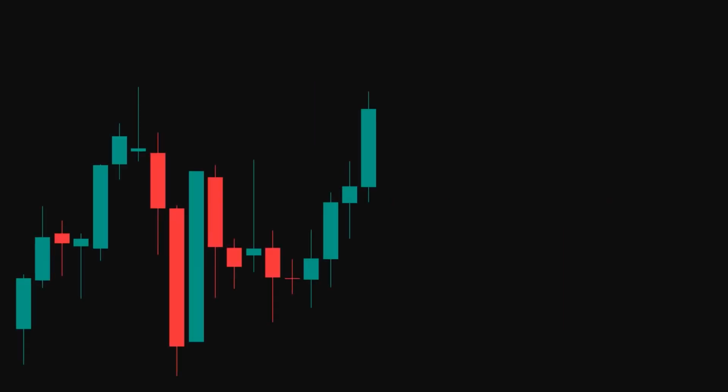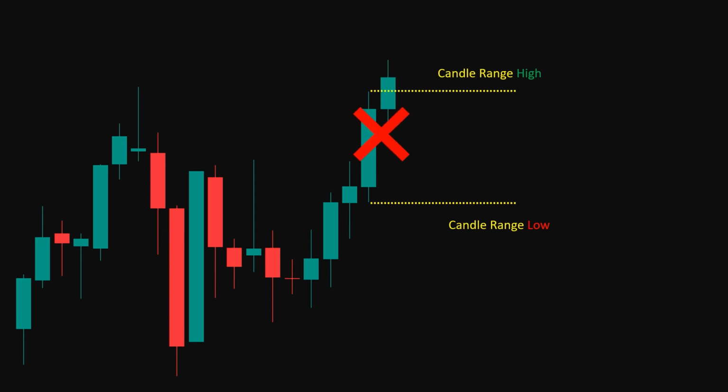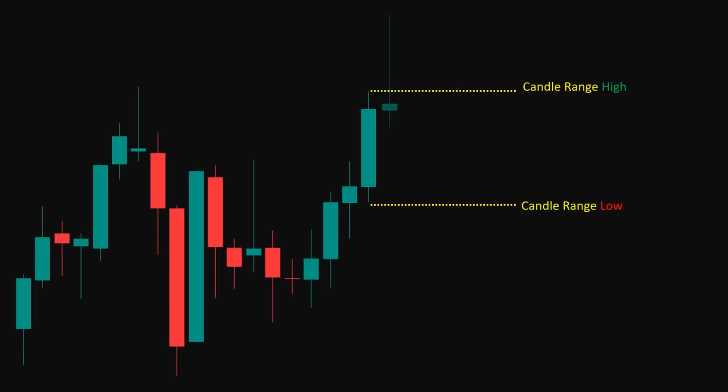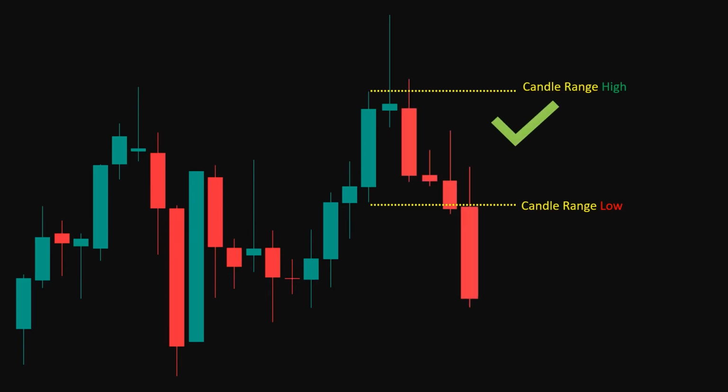Let's look at some chart examples. Take this bullish candle. We mark its high and low. That's our range. Now watch what the next candle does. If it breaks above the high and keeps going, we leave it alone. No setup. But if it breaks above and then closes back inside the range, that's our first clue. Look closely. Once the price re-enters the range, it often continues to drop, eventually breaking below the low of that original candle. That's a textbook trade.